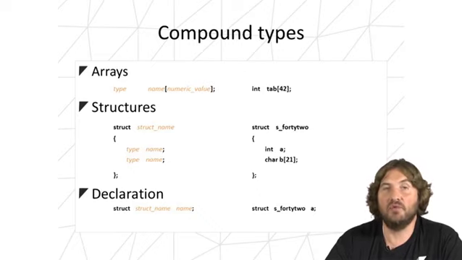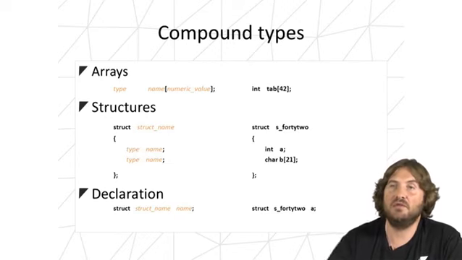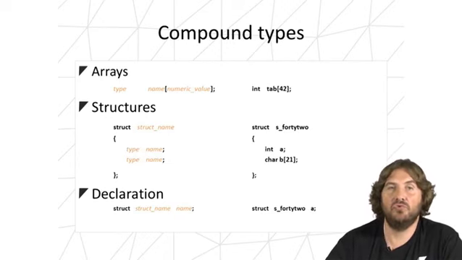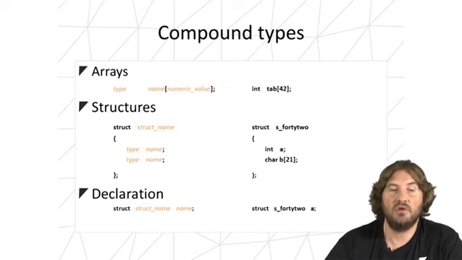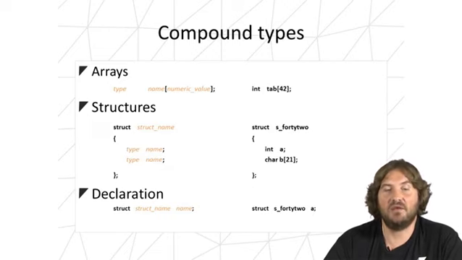The first is the array. An array is a succession of objects of the same type in the memory. It's easily declared: type, name, opening square bracket, number of elements in the array, closing square bracket. You've got an example on the right.